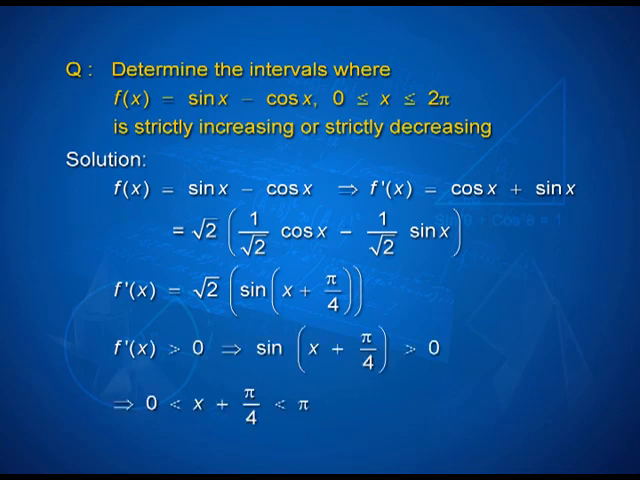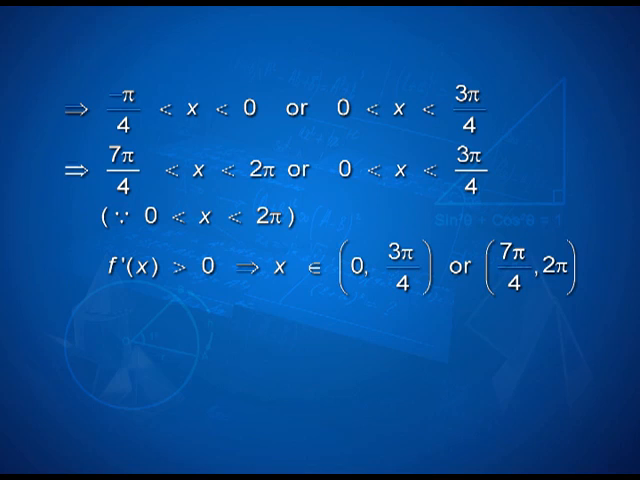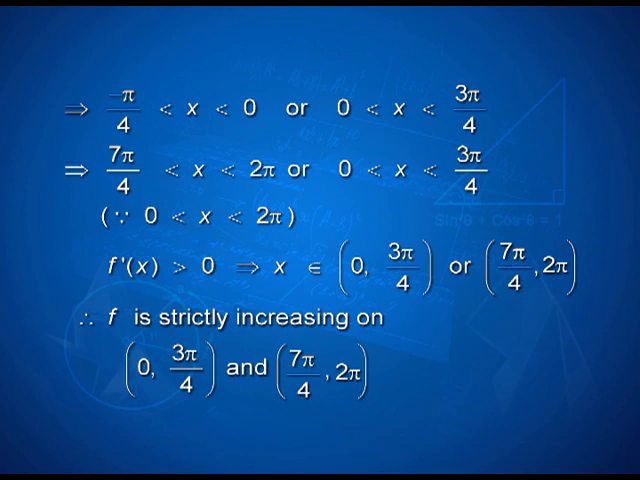Now, f dash x will be greater than 0 if sin of x plus pi by 4 is greater than 0, which means I need a condition on x plus pi by 4 from here. Sin theta is positive if theta lies in the first and second quadrant. So, x plus pi by 4 must be between 0 and pi, which gives me a condition on x as between minus pi by 4 to 3 pi by 4. But we have an understanding that the domain of the function was 0 to 2 pi. So, this condition splits into two intervals, 7 pi by 4 to 2 pi or 0 to 3 pi by 4. Therefore, f dash x is greater than 0 when x belongs to 0 to 3 pi by 4 or 7 pi by 4 to 2 pi. And therefore, f is strictly increasing in the interval 0 to 3 pi by 4 and 7 pi by 4 to 2 pi.